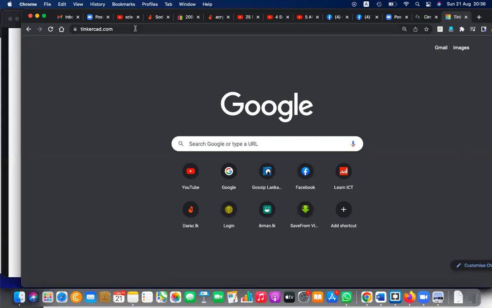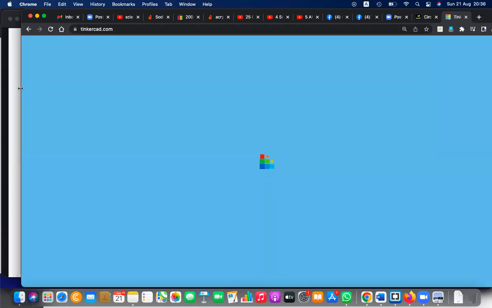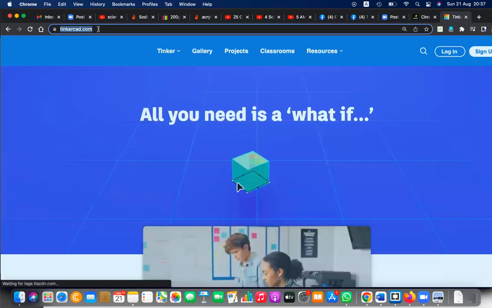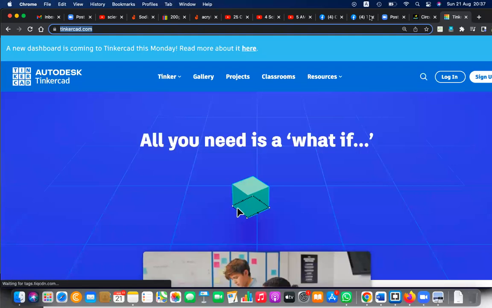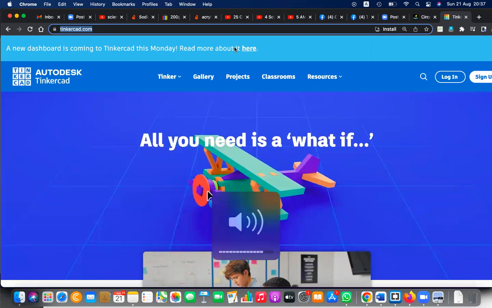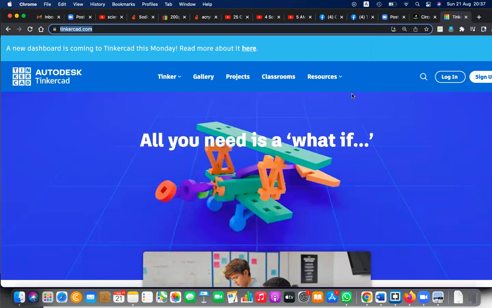So let's create an account if you have not done so. Please log into tinkercad.com, and you have to create a new account there to start creating circuits. Do you have an account in Tinkercad? No, sir. No, right, okay.